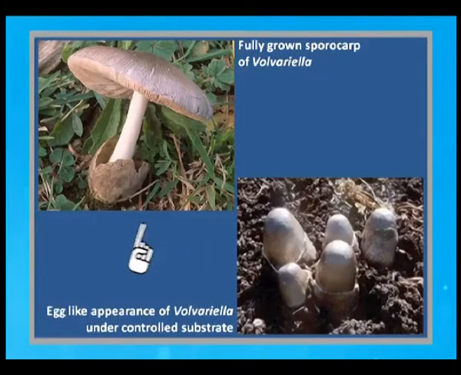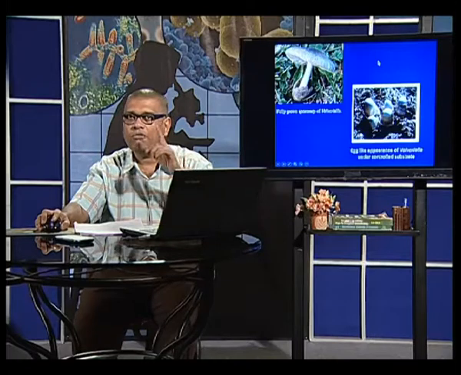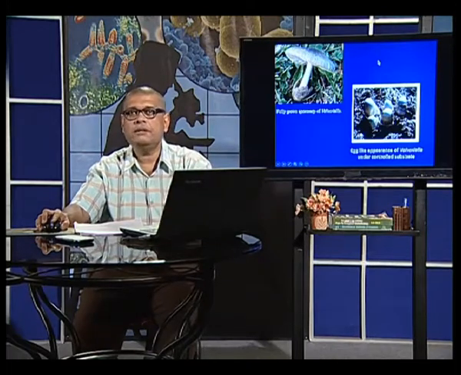But when they are grown in natural condition, when they are growing in this condition, they will grow into a massive sporocarp and they will spread like an umbrella. But unfortunately, in this condition, the palatability is reduced.